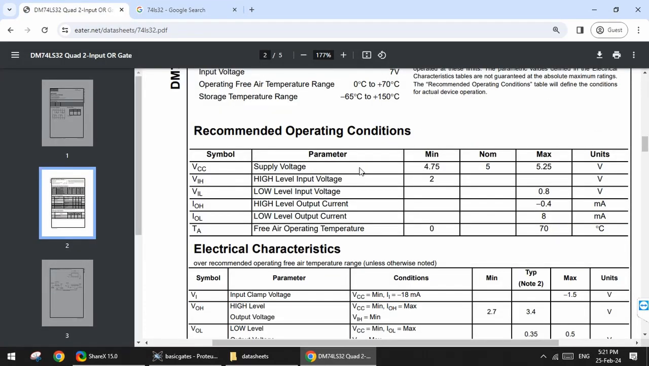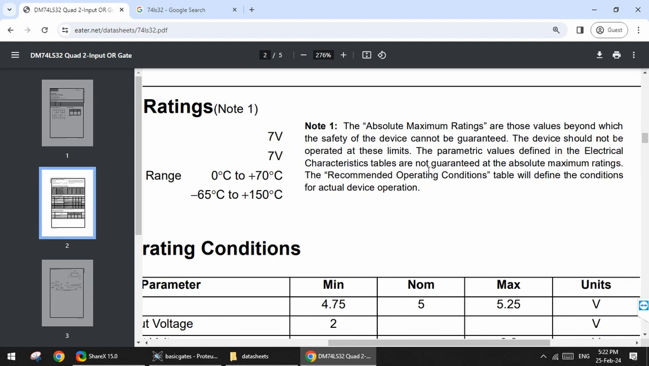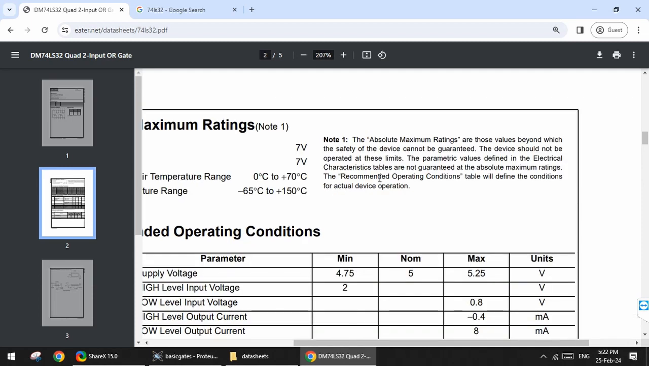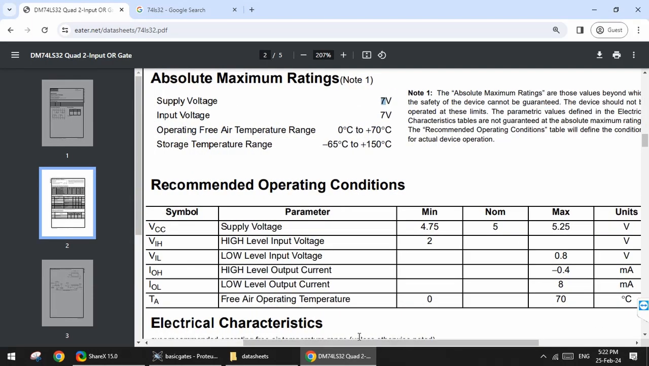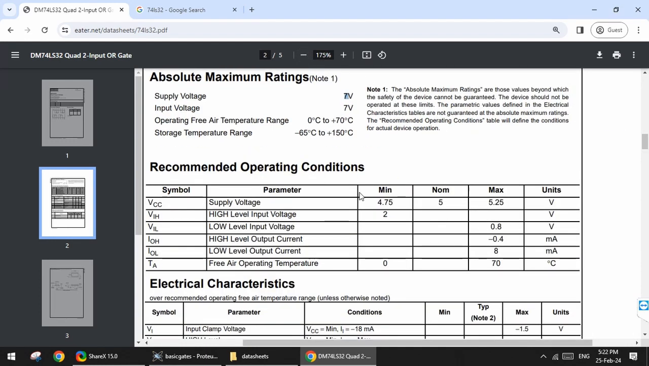We have the supply voltage, which is minimum 4.75, nominal 5 volts and maximum 5.25, and we also have absolute maximum ratings. It can go up to 7 volts, and you see a note saying that the absolute ratings are those values beyond which the safety of the device cannot be granted. The device should not be operated at these limits. 5 volts is good.